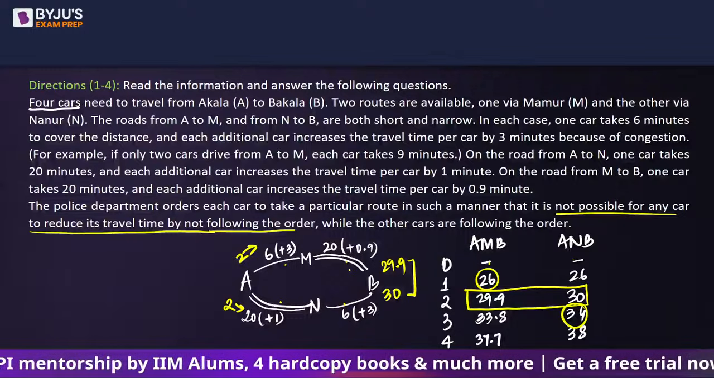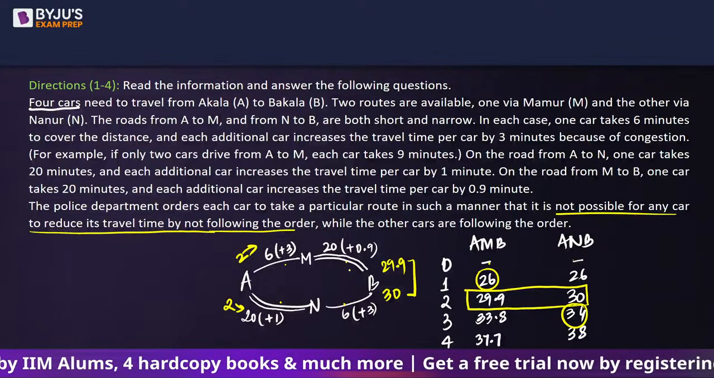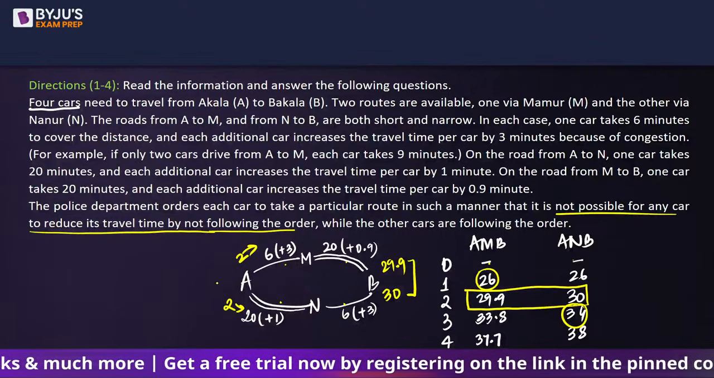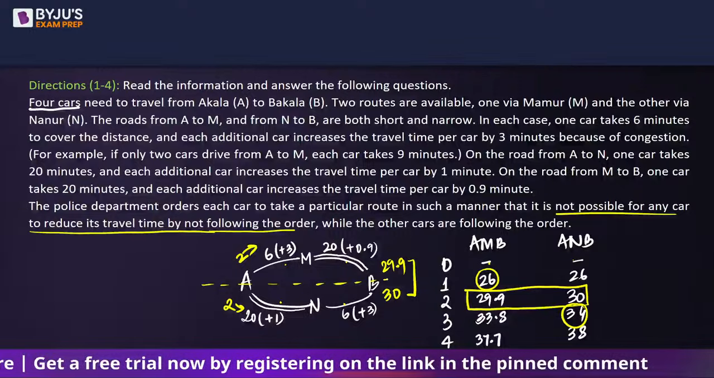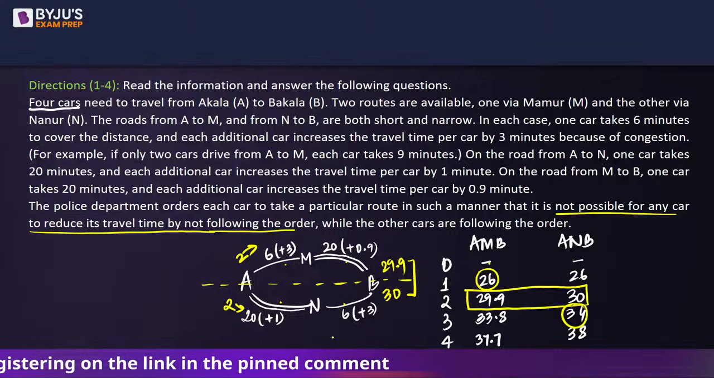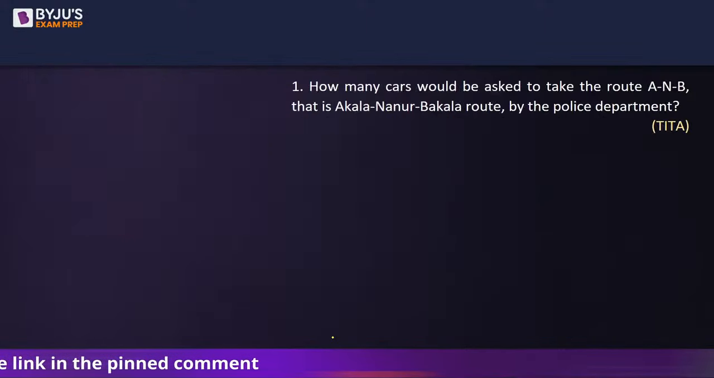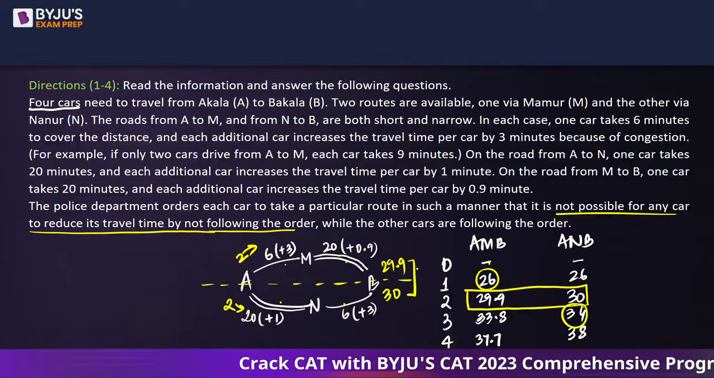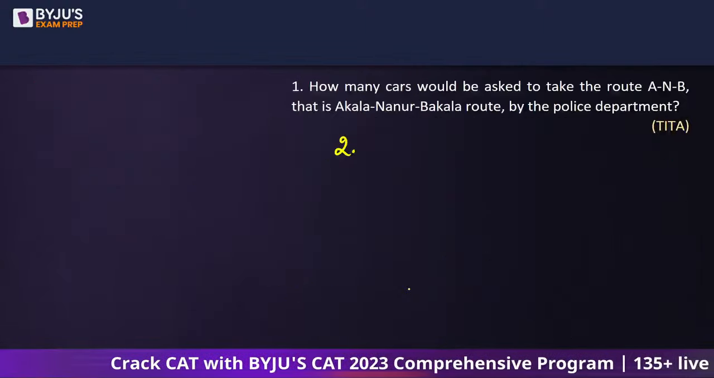So that means the number of cars that should be above, as in should be taking A and B route, should be the same number of cars that should be taking A and B route, because this is symmetrical. जितना टाइम ऊपर जाने में लगता है उतना टाइम नीचे जाने में लगता है. So 4 का symmetrical 2-2 होना चाहिए. That is also common sense based. So how many cars we should ask? 2 cars. If the cars follow the police order, what is the difference in time taken between the route A and B and A and B? ठीक है? So 29.9 and 30 है.